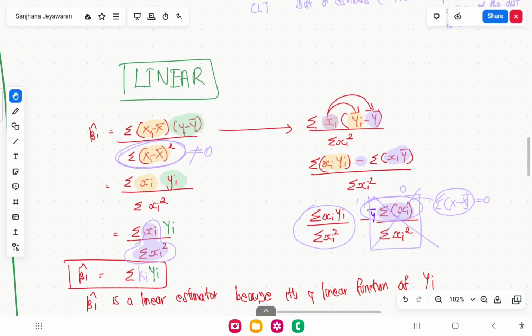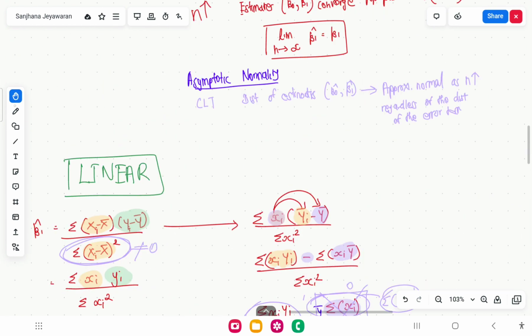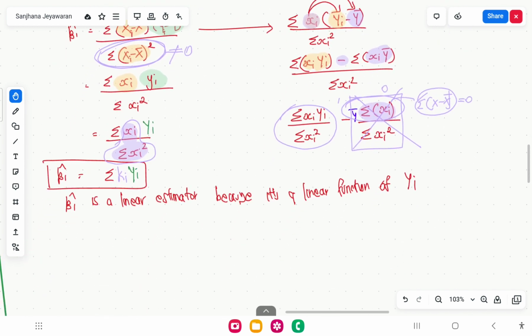So here what we are going to say is that the fact that these OLS estimators are linear comes from the assumptions CL1 and CL3. Okay. Next, let's move to unbiasedness.